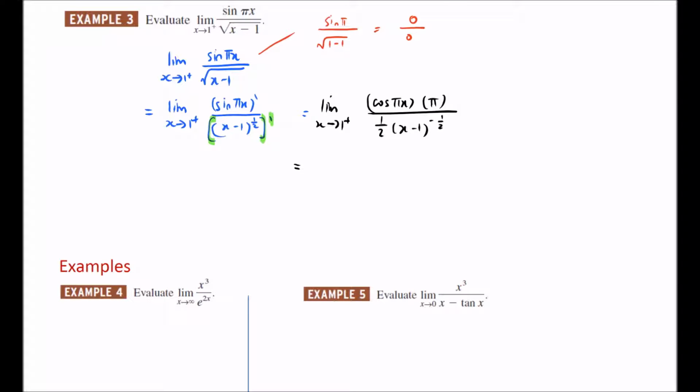So you simplify, and you get 2 pi, the limit as x approaches 1 plus of cosine pi x over x minus 1 to the power of minus half. So of course you can split the limit.